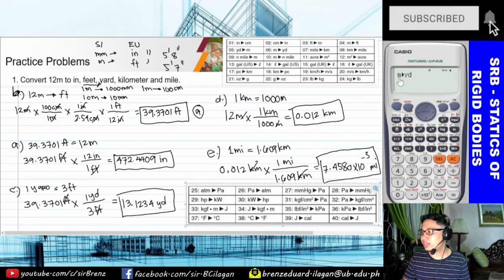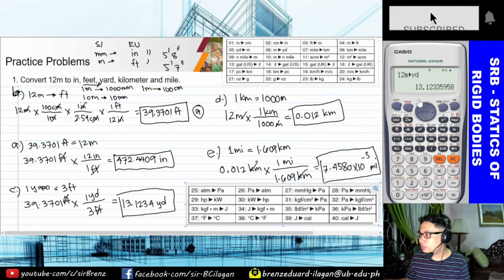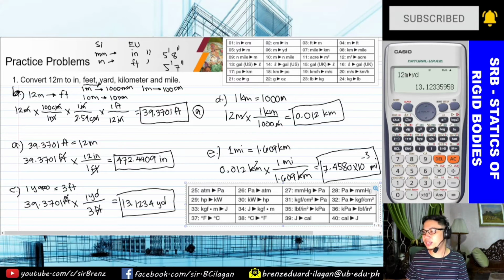So, doon sa nauna, input mo lang dyan yung value na gusto mong gamitin. So, for this example, that is 12. Lumabas sa sagot, that is 13.12335. So, kapag ni-round off mo siya to 4 decimal place, so that is 13.1234. Okay, so, andun lang yan.